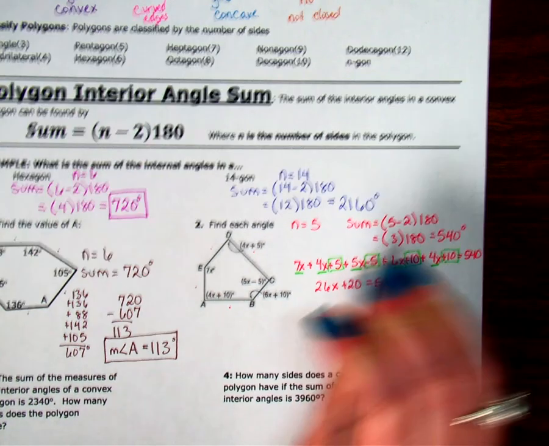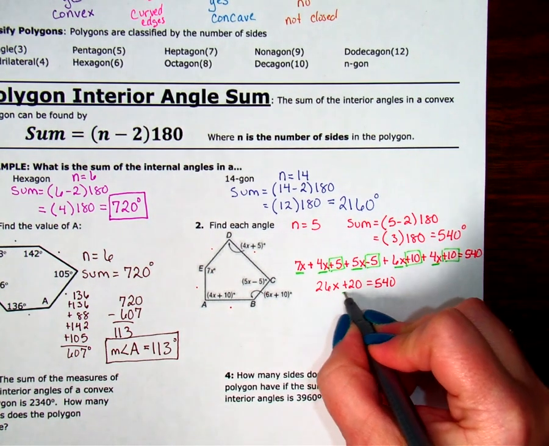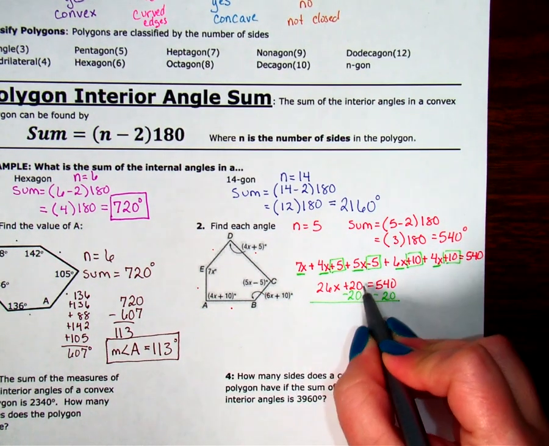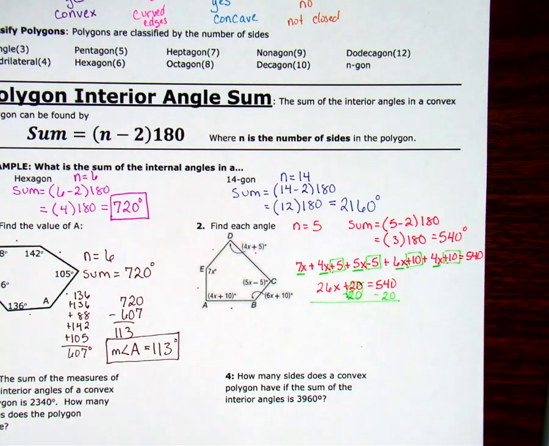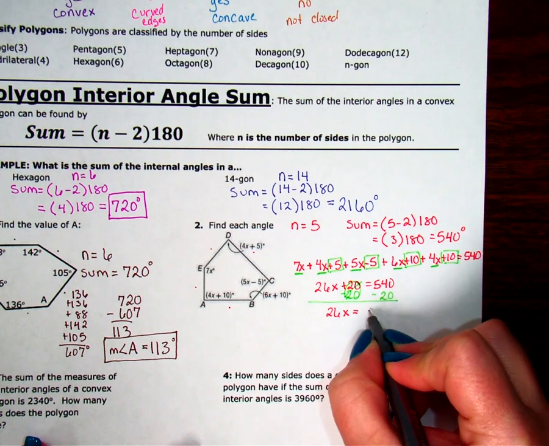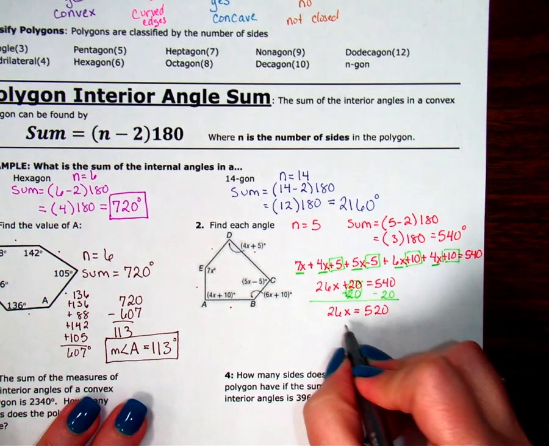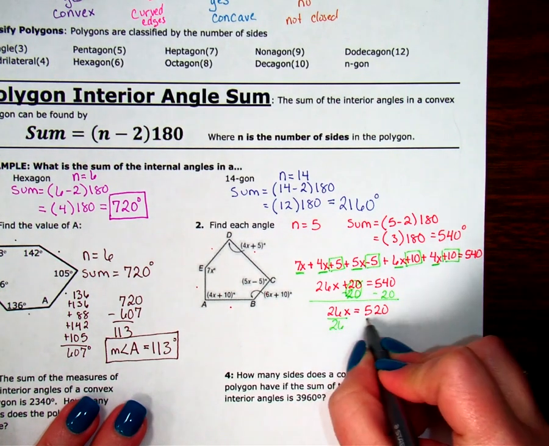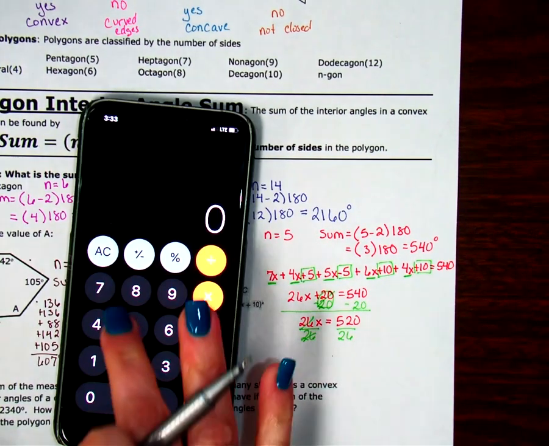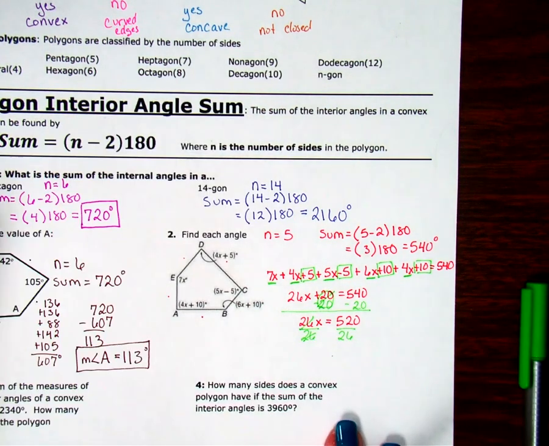All right, so the next thing I want to do is I'm going to get this 26x by itself by using my subtraction property of equality. That becomes a 0, and I get 26x equals 520 when I take away. Divide by 26 on both sides. Division property of equality. And let's see, 520 divided by 26 is 20. So x equals 20.